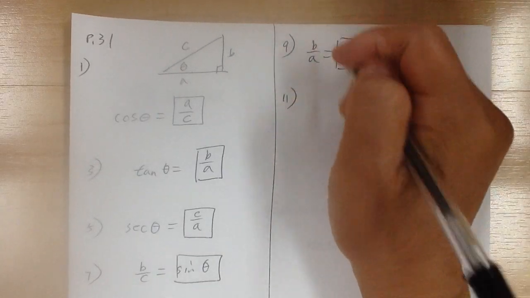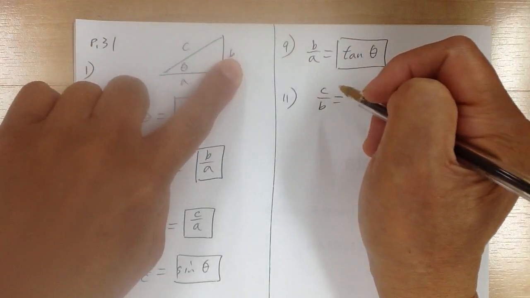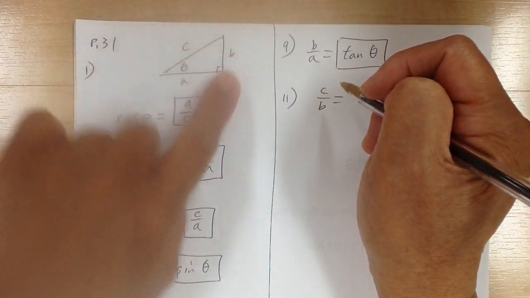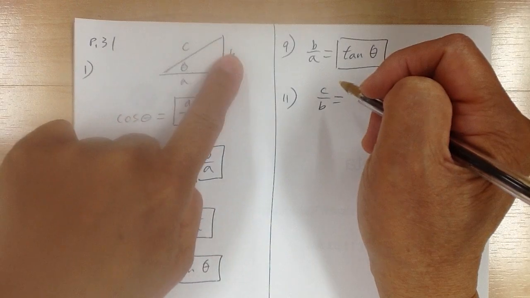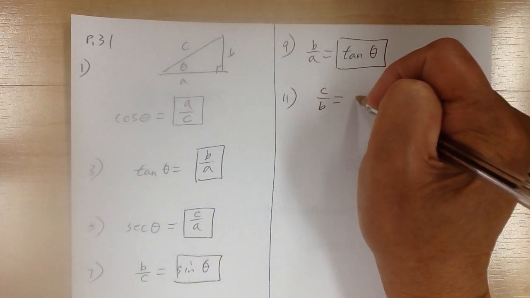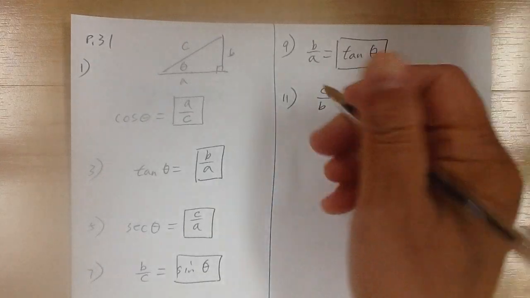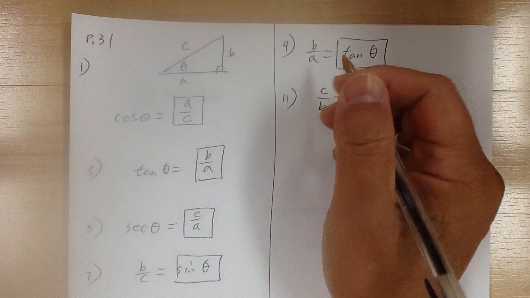Okay, number 11, C over B. So C over B, that's a reciprocal of sine. Sine is B over C, so C over B is 1 over sine, and so it's cosecant theta. Okay, let's go to the next one.